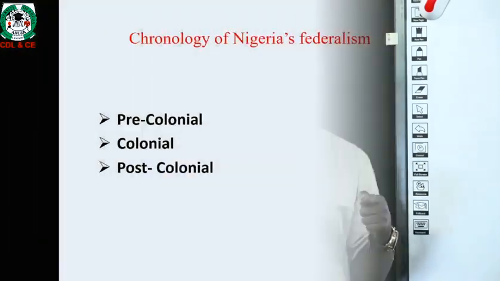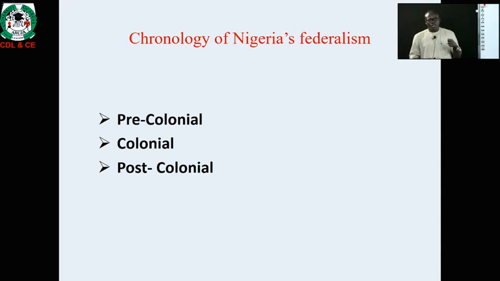One of those values is that in the pre-colonial time, communities regarded incest as a huge taboo. But during the colonial period, those issues were treated with some form of laxity.